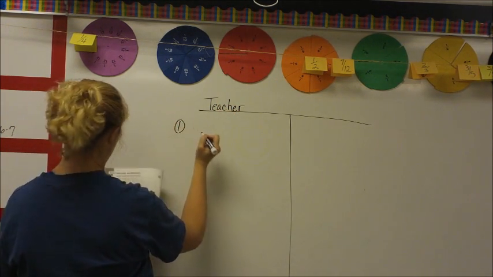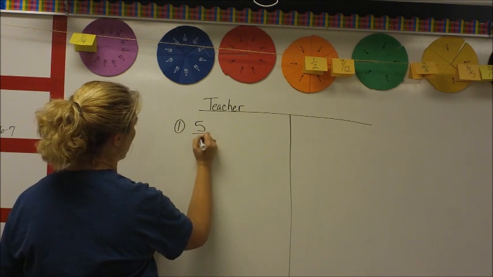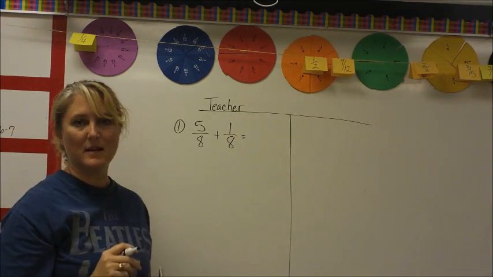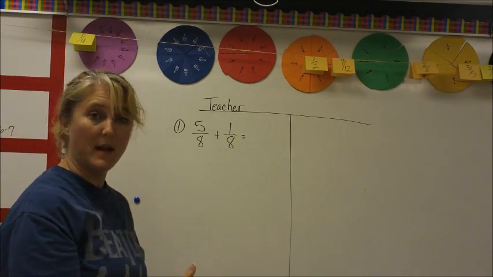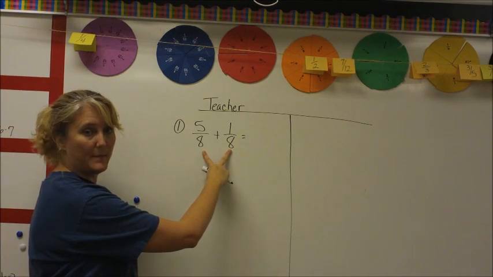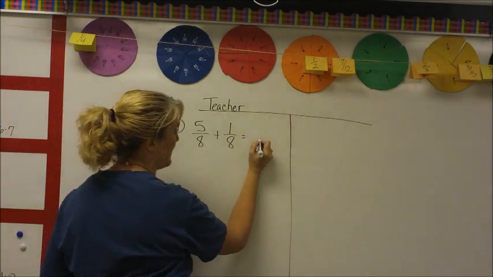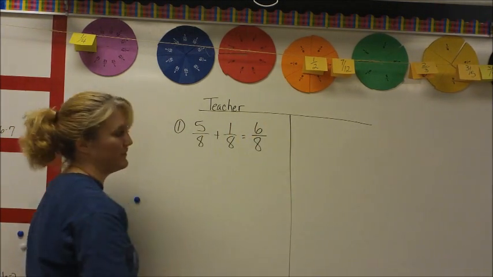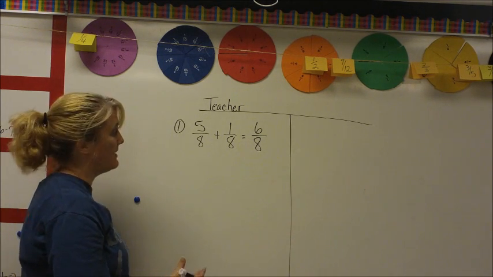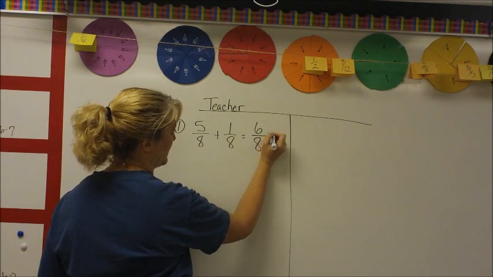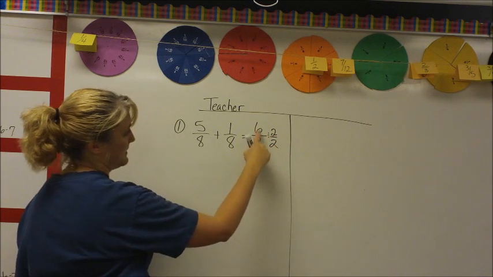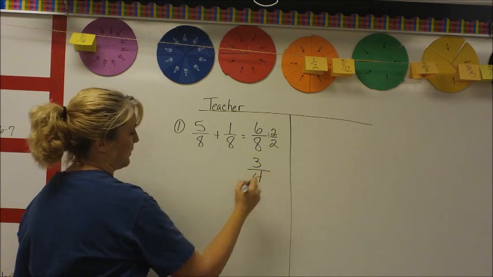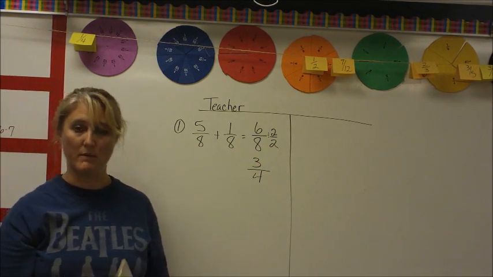Right, here's our first problem. We're going to do 5/8 plus 1/8. Alright, now step number 1 says to get a common denominator. This one already has a common denominator. The bottom numbers are the same. So all I have to do is keep that denominator and then add the numerators. 5 plus 1 is 6. Alright, the last step is always to simplify. So both of these numbers are divisible by 2. 6 divided by 2 is 3, and 8 divided by 2 is 4. So my answer here would be 3/4.